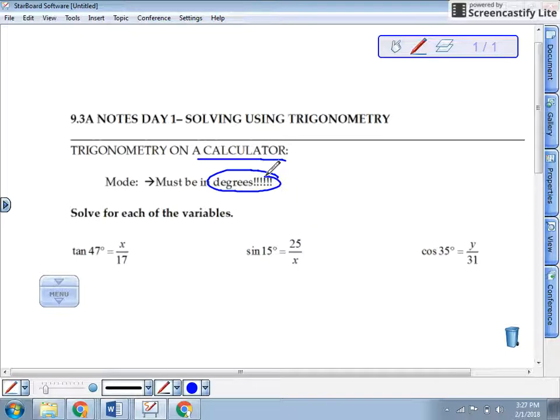Now, trig functions. First thing you need to know is what the trig functions are. There are three of them. The first is the sine. Again, it's pronounced sine. On a calculator, you'll see it as just sin, but it stands for sine. Then we have the cosine.